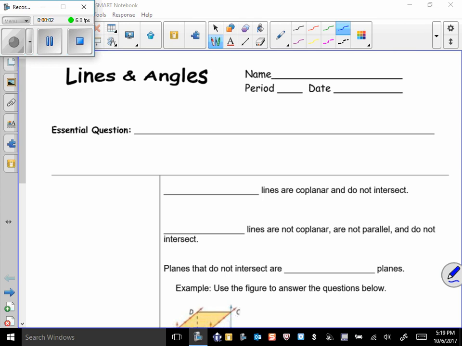This is our first lesson in Unit 3, Parallel and Perpendicular Lines. This lesson is on lines and angles, and we're going to start with a little terminology that you probably already know. So here goes.